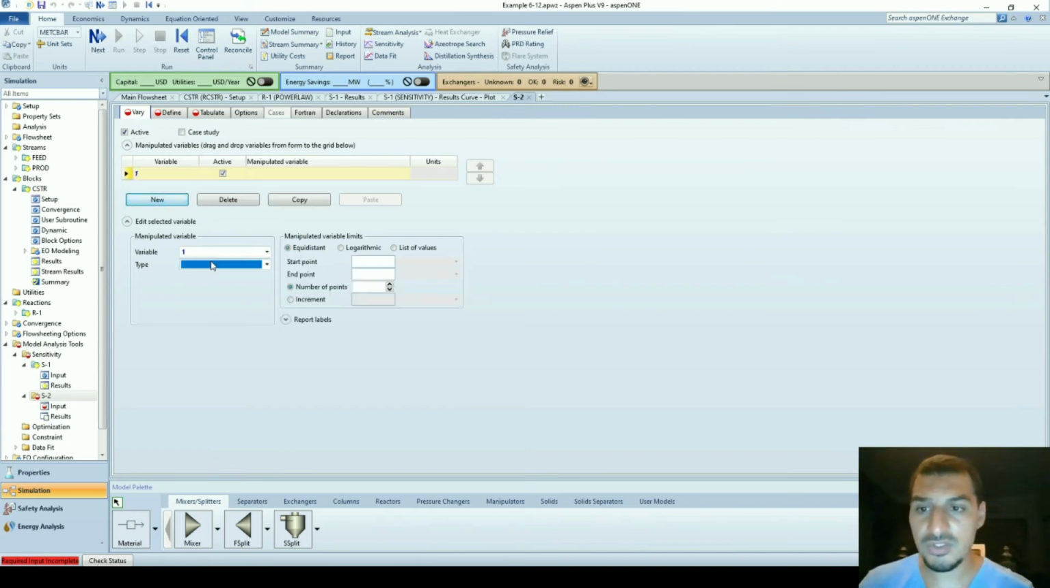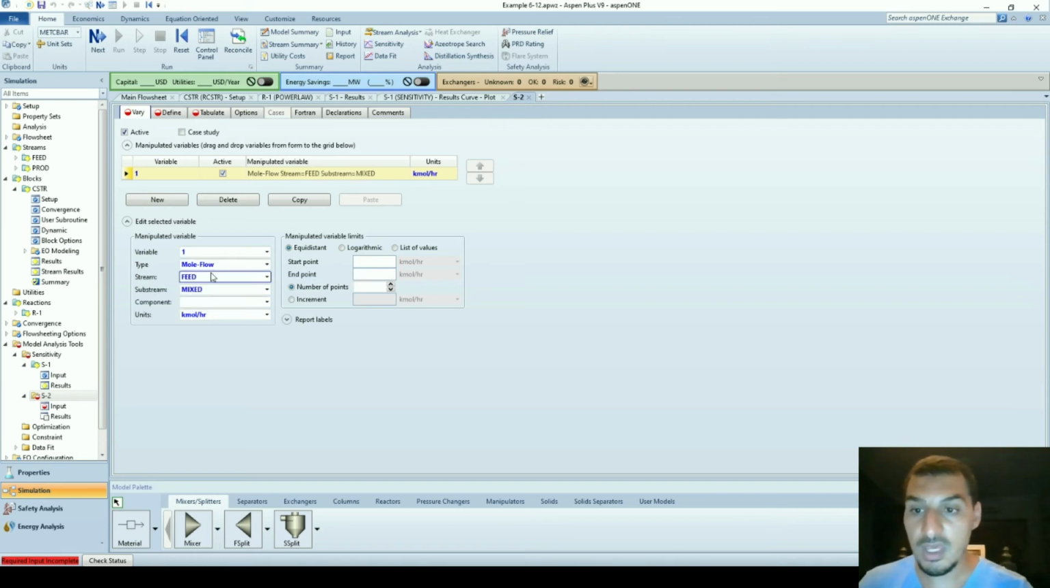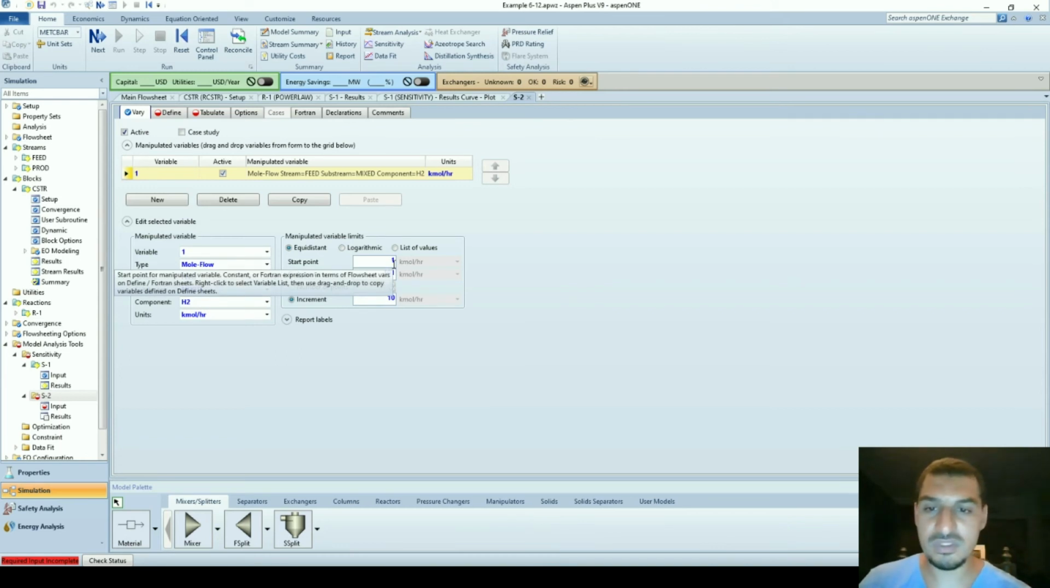And here I'm gonna change the manipulated variable. It's gonna be the mole flow of the feed, and the component here is gonna be hydrogen, and I'm gonna go from a very small amount, from 1 to a very high 101, with an increment of 10. I cannot go for 0 because 0 is gonna give errors, and I don't like to go through these errors. So it's better to go from a very small value up to a very high value.